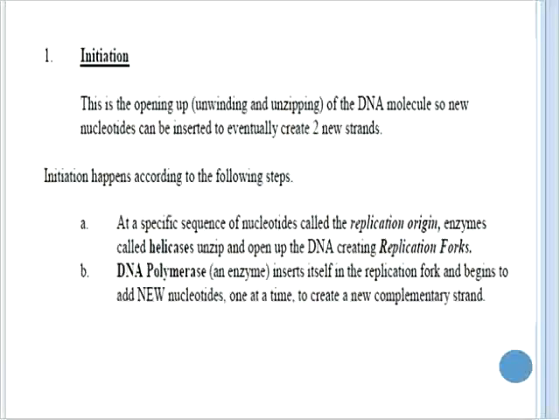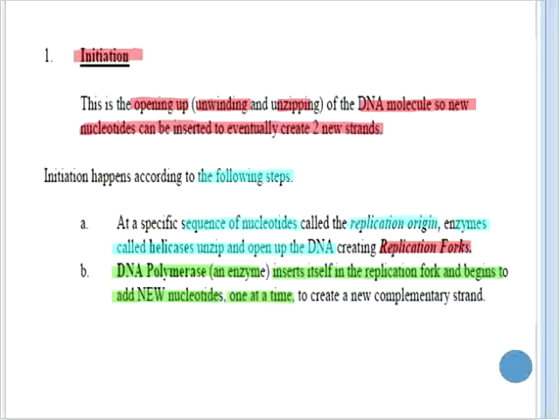The first of these steps is initiation. What happens here is the DNA molecule will open up, that is, unwind and unzip, and as a result, new nucleotides can be inserted to eventually create two new strands. Initiation happens according to the following. At a specific sequence of nucleotides called the replication origin, enzymes called helicases unzip and open up the DNA molecule, creating replication forks. Next, DNA polymerase, another enzyme, inserts itself in the replication fork and begins to add new nucleotides, one at a time, to create a new complementary strand.